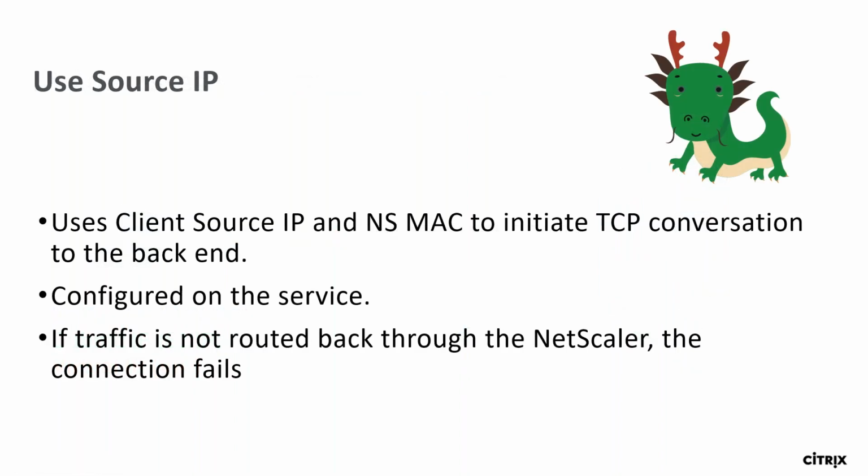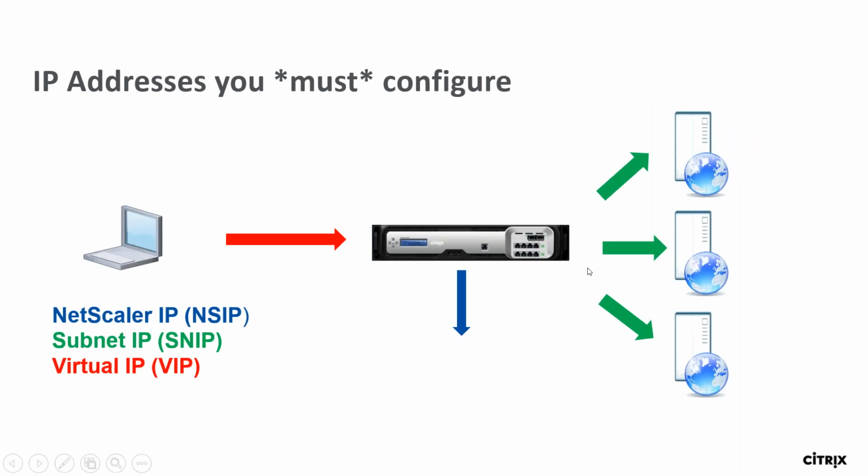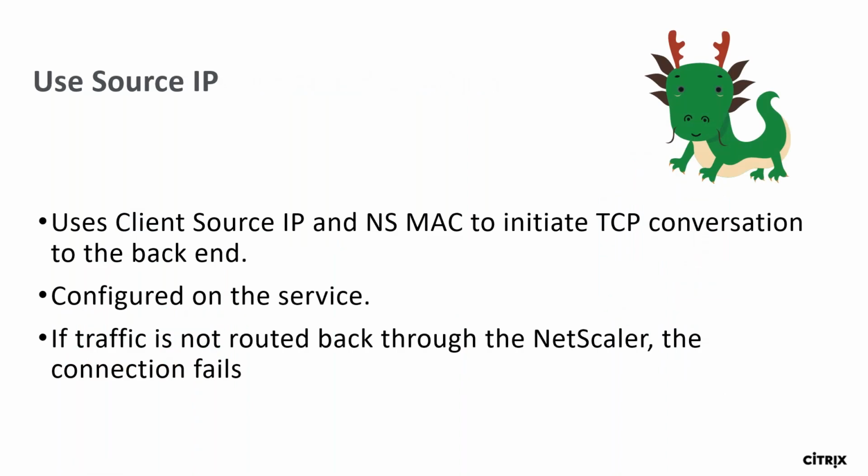Now, I put this little dragon here: here be dragons. Use source IP is something we've seen, where some web applications or backend applications say, we want to see the original client IP address. You can configure this on a per service level, or you can enable it globally. It means NetScaler uses the original client source IP address to send traffic to the backend server, so the servers do not see the subnet IP, they see the client IP address. You may say, that sounds pretty cool because NetScaler seems kind of transparent then, as far as the backend service is concerned.